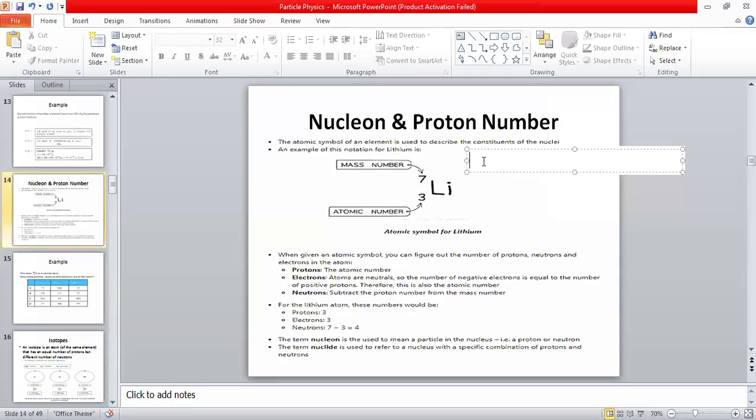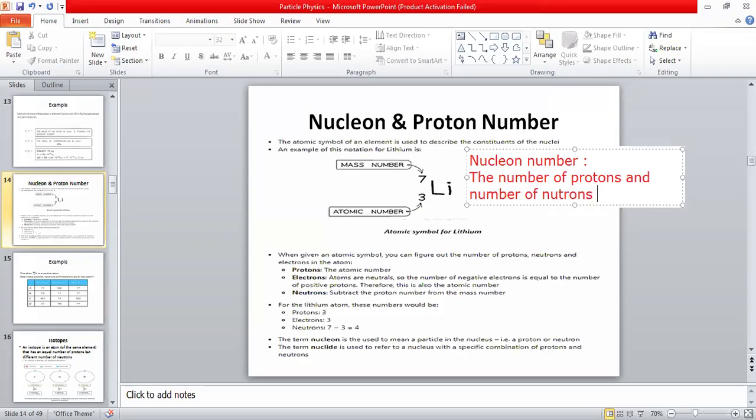So we were discussing the nucleon number. How are we going to describe it? The number of protons and the number of neutrons present in the nucleus is known as the nucleon number.